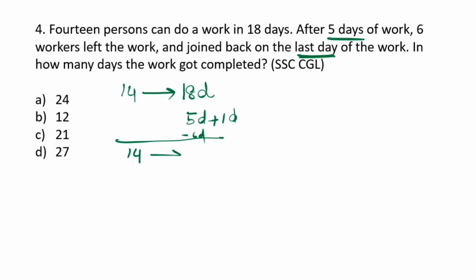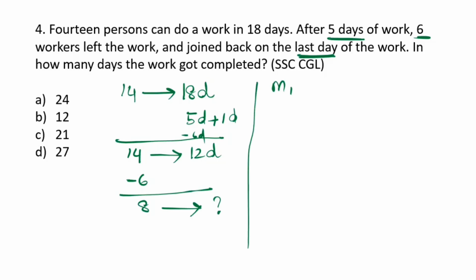So the same 14 members can finish the entire remaining work in 12 days. So the remaining work can be completed in 12 days. But 6 workers left. So 14 minus 6, how many workers are there? Only 8 workers. Now I have to find out how many days they will require to finish the work. So substitute in the same formula, M1 D1 is equal to M2 D2.